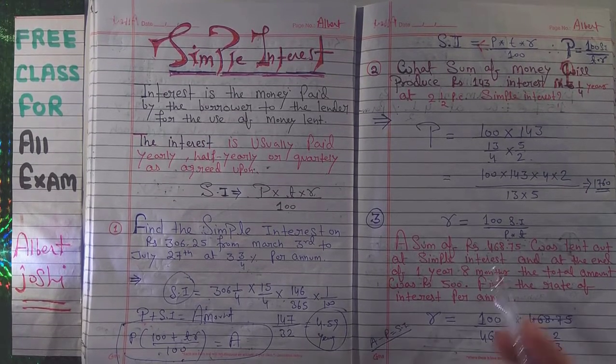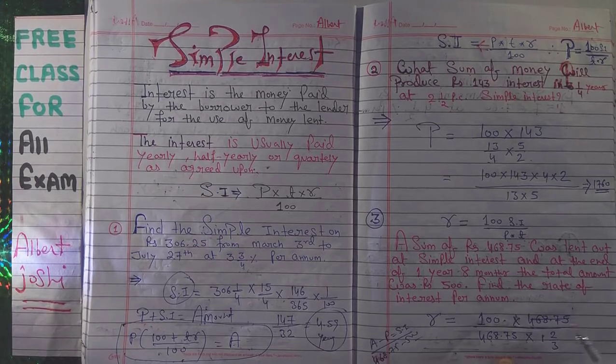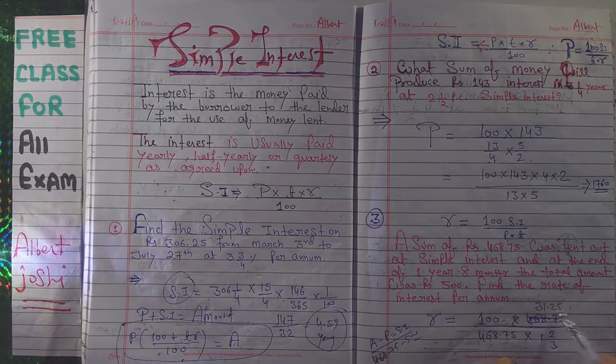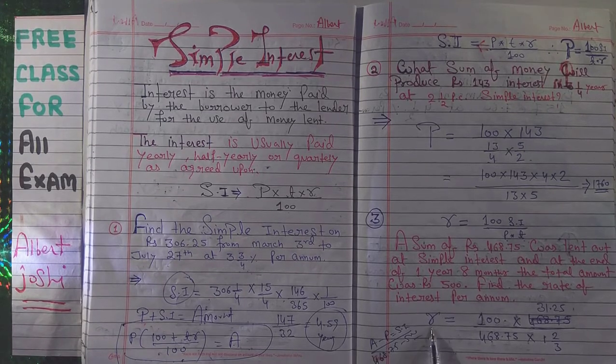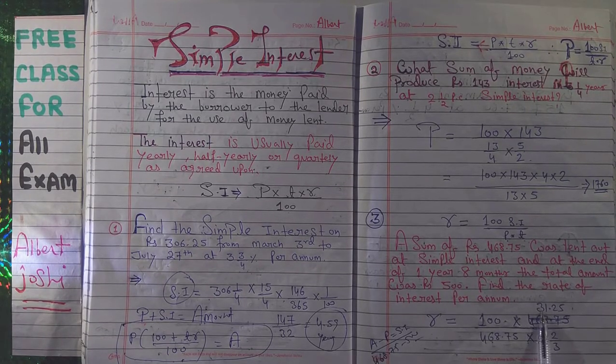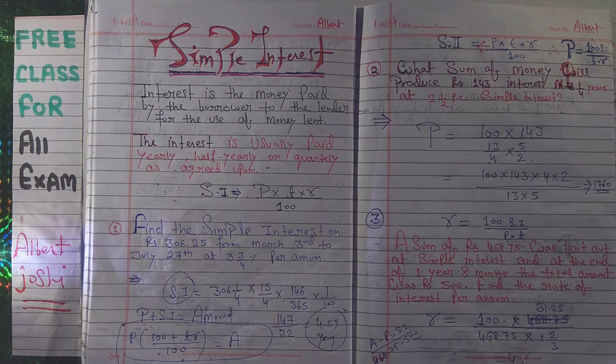So what is your amount? Amount is 500 minus principal 468.75, so your value will be 31.25. So your answer is R is equal to 100 into 31.25 upon 468.75 into 1 2/3. If you calculate everything, then your rate will be 4%.